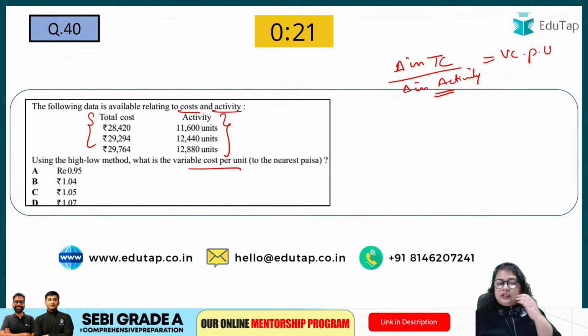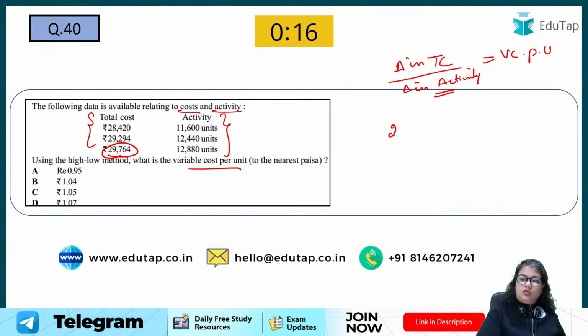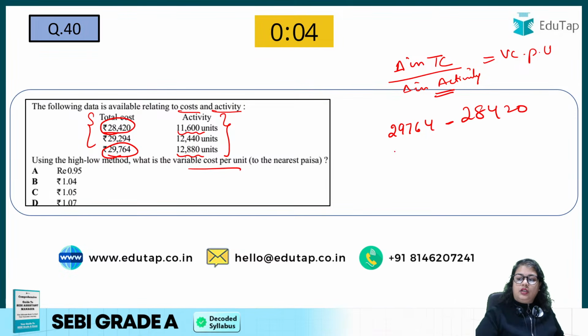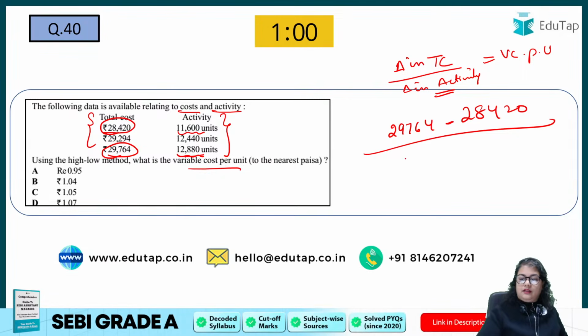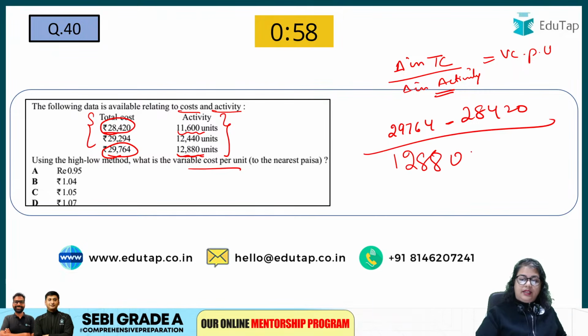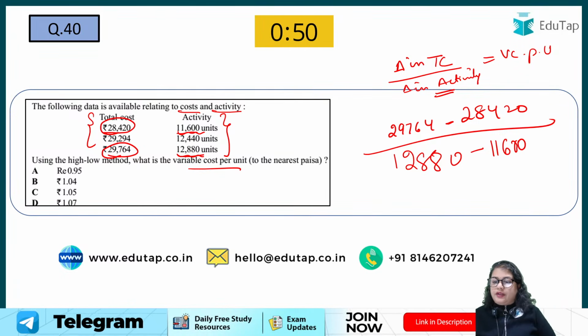So what is the highest total cost? What is the highest total cost? 29764. 29764 minus the total cost at the lowest activity. See, at the highest activity and at the lowest activity. So what will be the total cost? 28420 divided by the change in the activity, that is the highest activity 12,880 minus the lowest activity 11,600. Okay, 11,600. So when you calculate this, just try to calculate what will be the answer here.